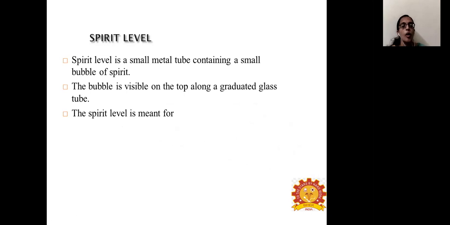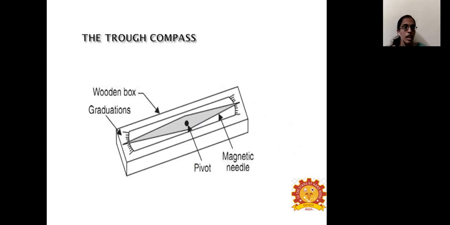The spirit level is a small metal tube which consists of a bubble of spirit. The bubble is visible at the top along this graduated tube. The spirit level is primarily meant for leveling. And the trough compass is a wooden box with graduations placed. Here there is a magnetic needle, and it will be pivoted.